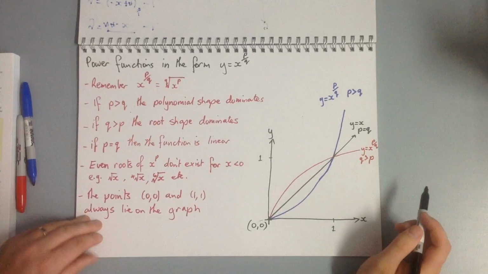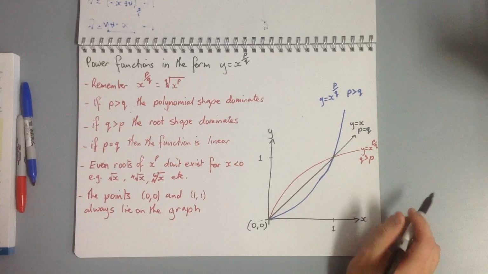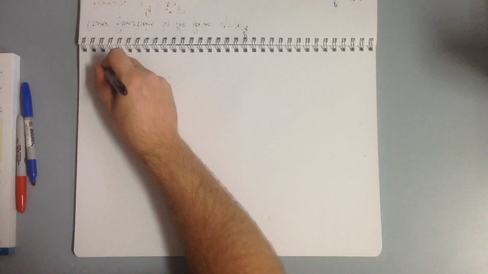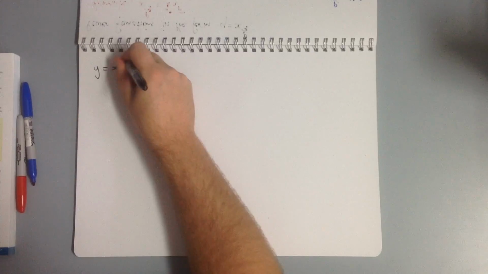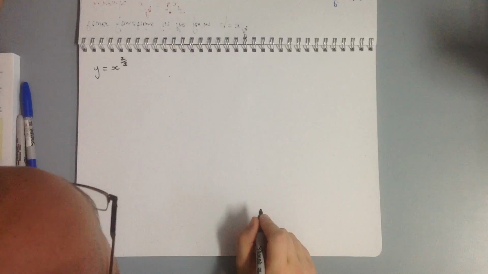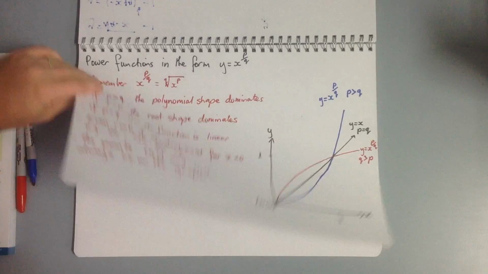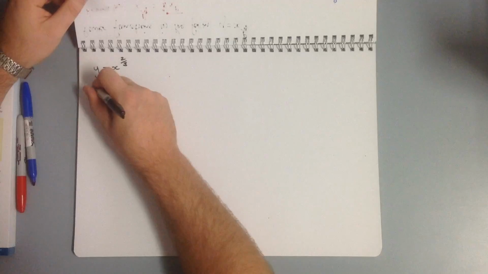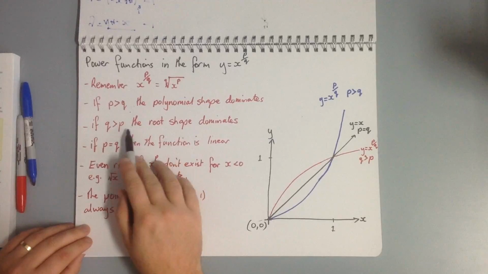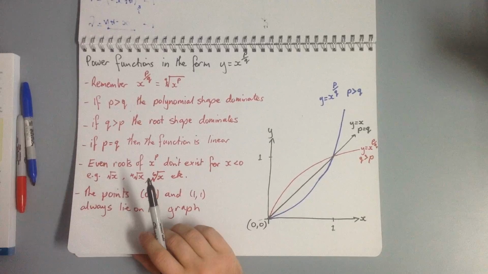We've got one last worked example, where we need to decide on what the shape of the graph will be for two functions. So we have y equals x to the power of 2 on 3. We need to think of what that shape is going to be. So we look back: p is on the top, q is on the bottom. Which is bigger? Is p bigger than q? Is q bigger than p? Well, our q is going to be bigger than our p in this case. So when q is bigger than p, the root shape is going to dominate.